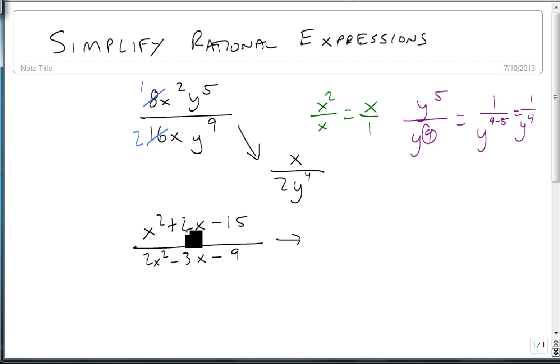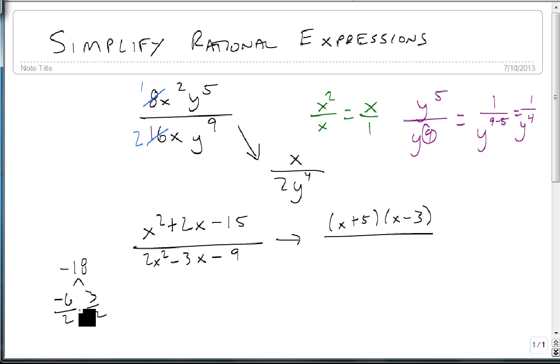Factors of minus 15 that add up to positive 2 are x plus 5, x minus 3. 2 times minus 9 is minus 18. Factors of minus 18 that add up to minus 3 are minus 6 and 3. Divide both of those by 2. This is that synthetic factoring again. So we reduce our factors and we write this as x minus 3 and 2x plus 3.